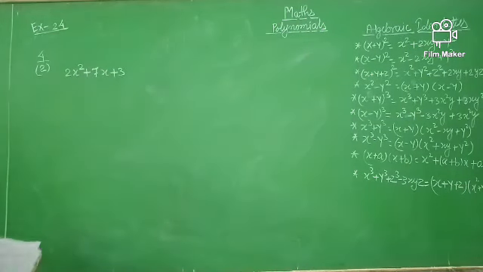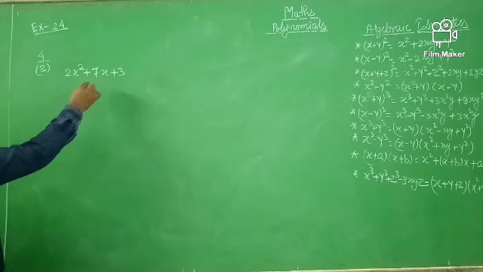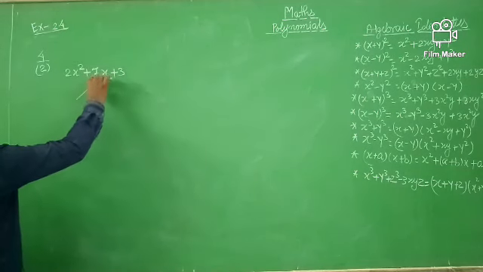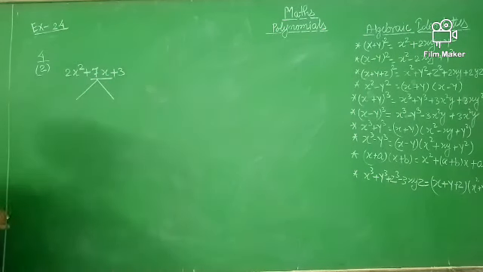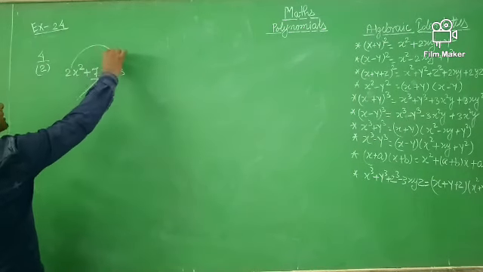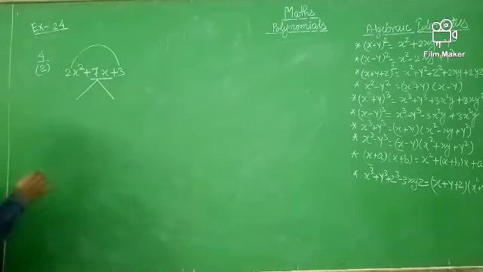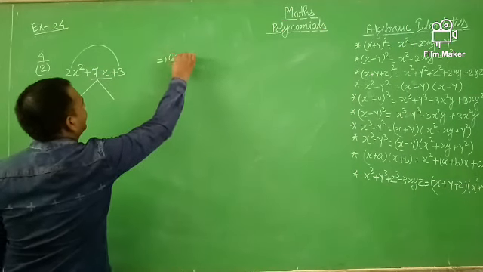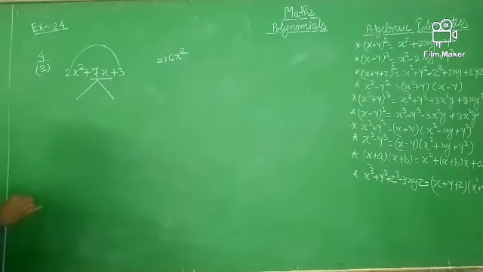Here you solve the questions by splitting the middle term. Splitting the middle term means you divide the middle term into two parts. First, I multiply 2x square with 3. If I multiply 2x square with 3, 2 threes are 6x square. So you split 7x into two parts.